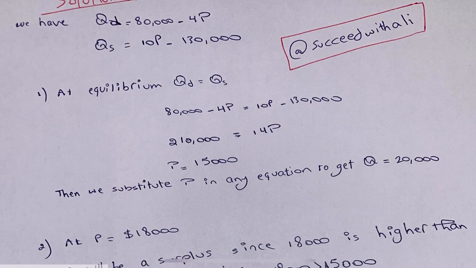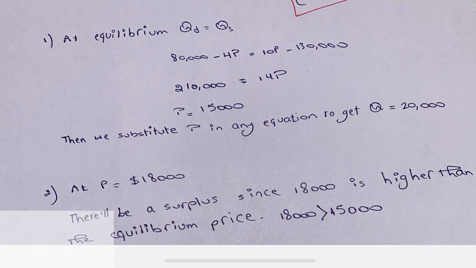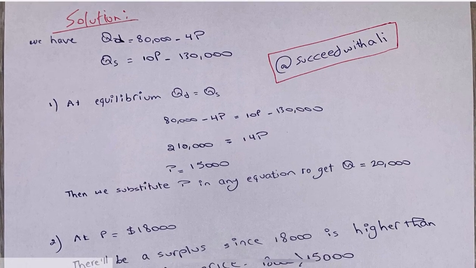At the same time, we bring the -4P to the other side. That makes it positive, so it'll be 10P + 4P, that's 14P. Doing the calculations, P = 210,000 divided by 14, so P = 15,000. That's the equilibrium price. To find the equilibrium quantity, we substitute P, 15,000, in either the QD or QS equation, and we get Q = 20,000 units.